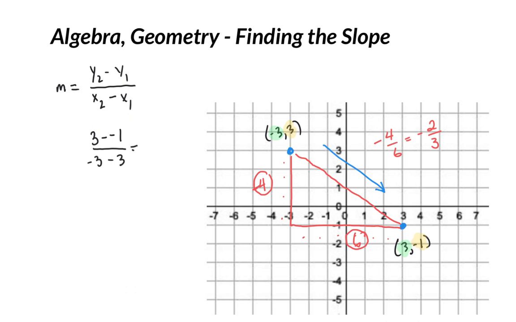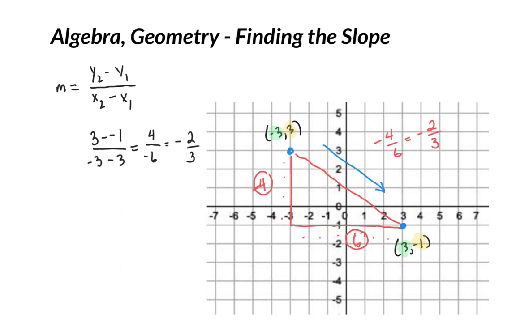Now, one note about this is it doesn't matter which point you pick to be your first point or your second point in your formula, but you have to be consistent. Because I had used this point up here first in y, I had to also use it first in x. So the minute you decide which point comes first, y minus y, it has to be the same for both. Well, 3 minus negative 1 is 4, and negative 3 minus 3 is negative 6. Once again, you can see we get negative 2 over 3.